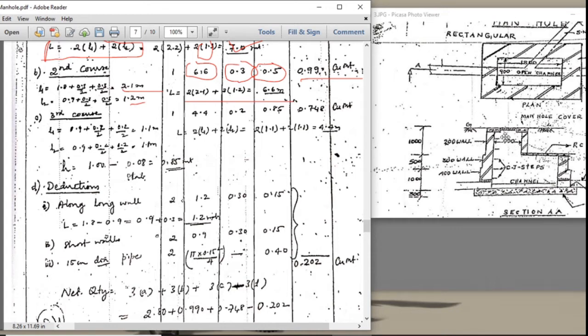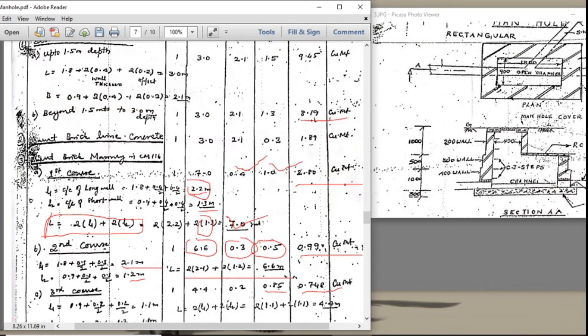Next L2, 0.9 plus 0.2 by 2, 0.2 by 2, 1.1. So 2 L1 plus L2, 4.4 into 0.2 into 0.85. How is this? 1000 minus 0.08. Here the slab thickness is reduced. So 1 minus 0.08, you will get 0.85 as the depth for the third course. Which will come to 0.748 cubic meter.